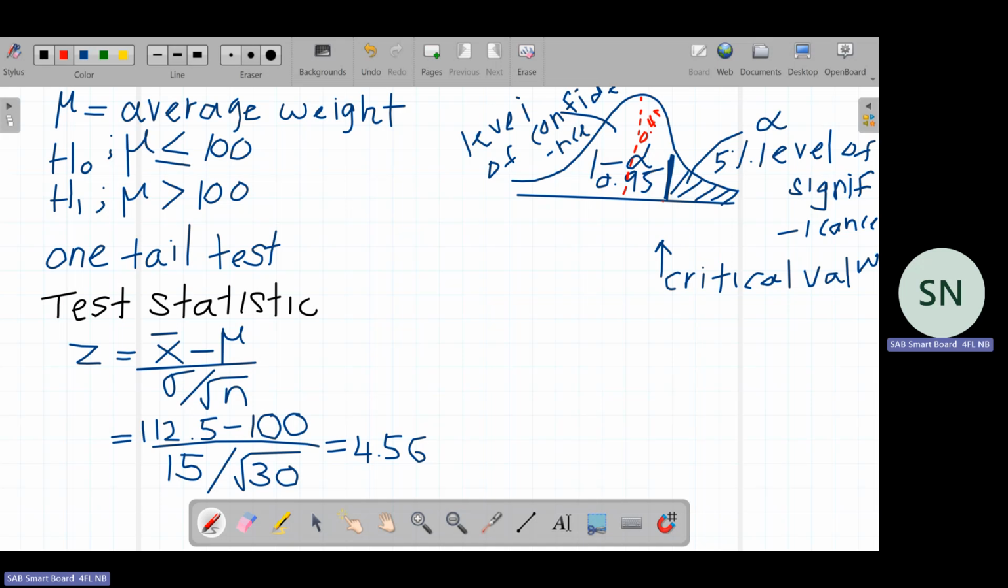Probability is 0.4500. Okay? Here you can refer to the Z table.